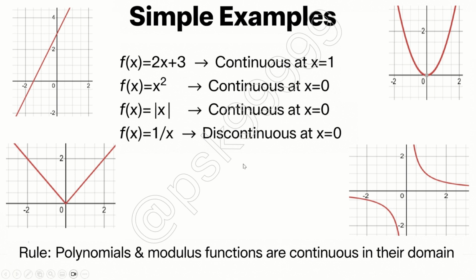So one learning from this is polynomials and modulus functions are continuous in their own domain. In their domain means, let's say if this absolute x is in the denominator, then it should not be equal to 0. Correct. So in their domain they are continuous. If you consider f of x equal to 1 by x also, the domain of this function does not include x equal to 0, because this function is not defined for x equal to 0. So in its domain it is continuous, but at 0, if you include 0, is it continuous? It is not continuous.